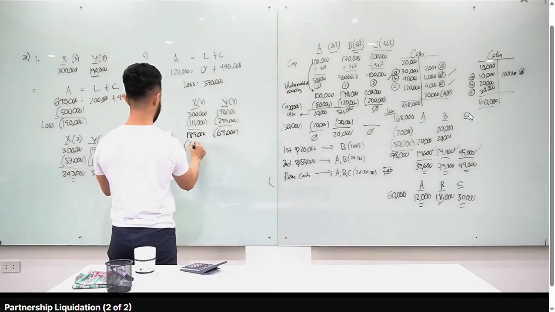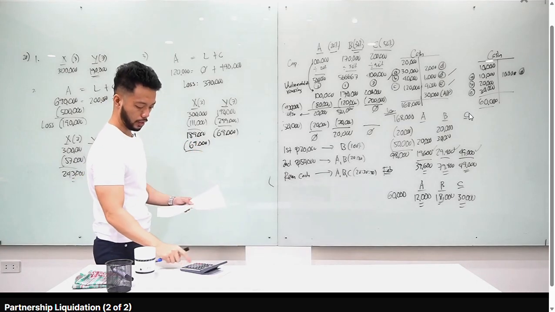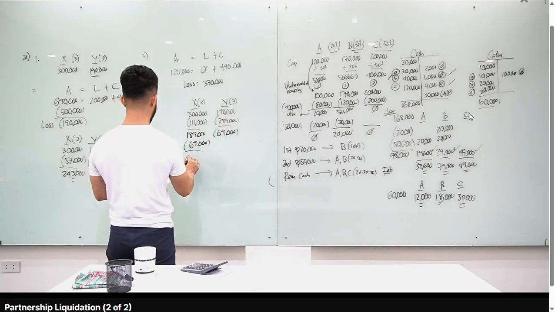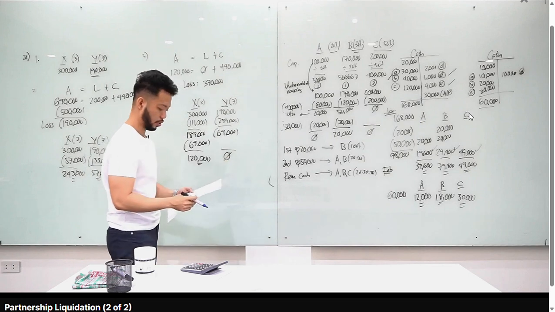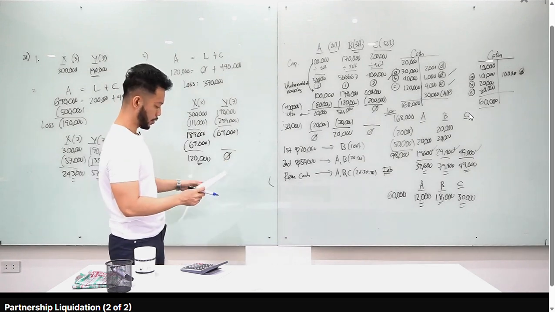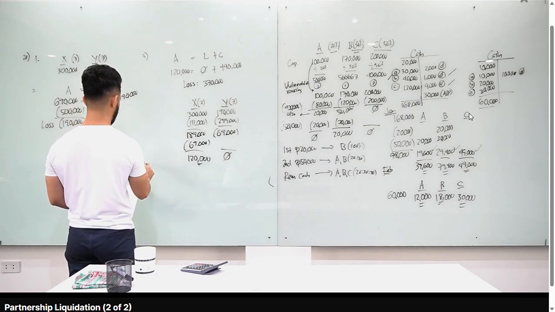So, 189 minus 69,000. Let's see. 189 minus 69, the answer here is 120,000. Okay. How much will Y receive? Actually, Y is the question here. Y will receive 0. Letter D is the answer. But if X is the question, your answer is 120,000. So for question number 3, that's our answer.